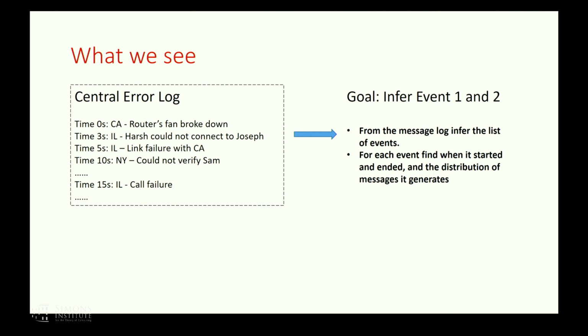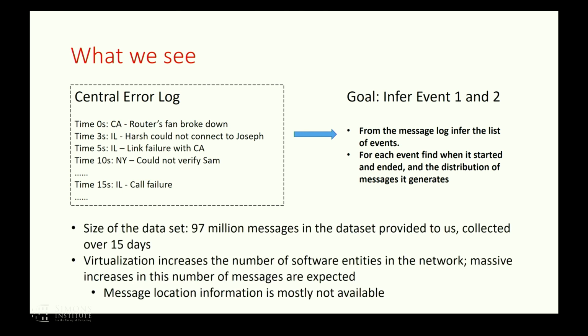From this sequence of messages, you have to figure out how many events happened in the network, when these events happened, and what is the distribution of messages that each event generates, the probability distribution of messages that each event generates. Yes? Are we assuming the clocks are synchronized? Excuse me? Are we assuming the clocks are synchronized? So the clock is not that important. I mean, the messages are sufficiently far apart that this is not an issue for me.